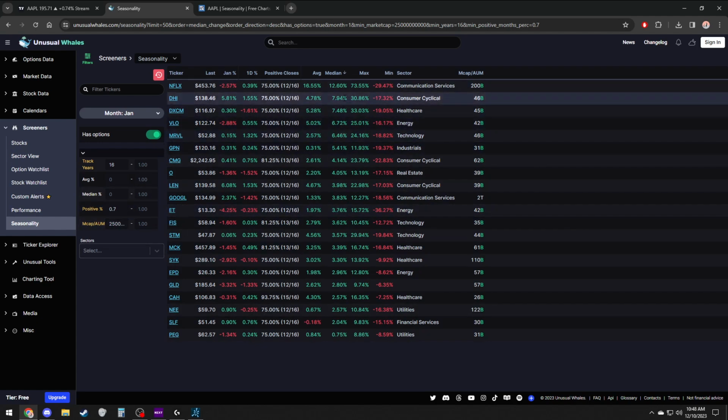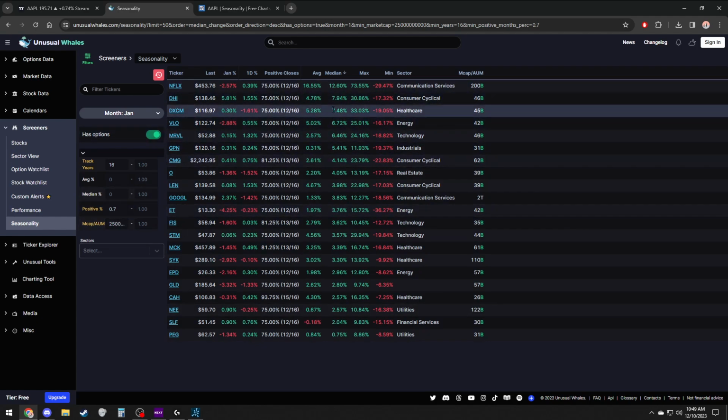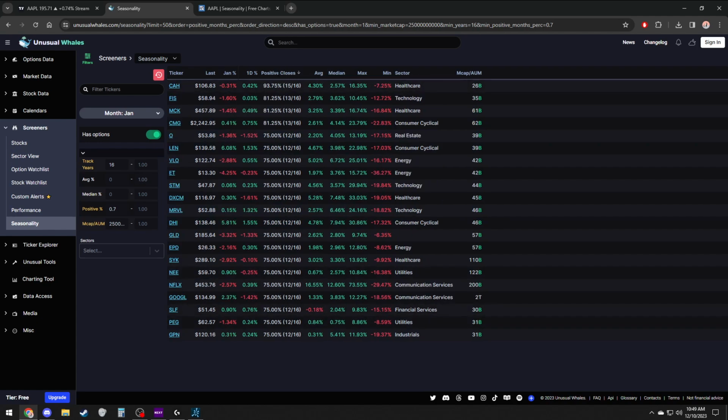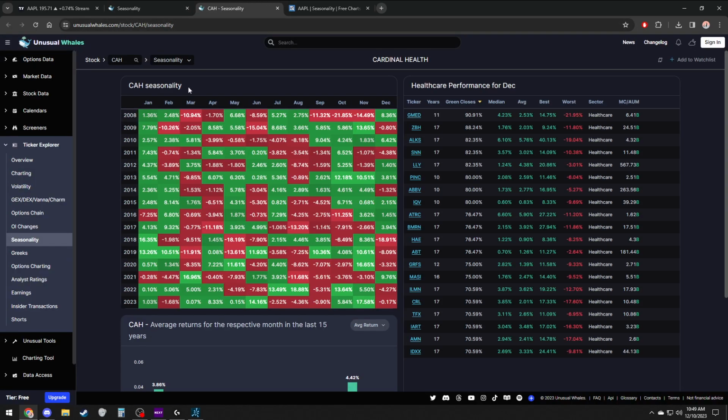So these are all the stocks in the month of January that close in a positive value 75% of the time or higher, right? If I sort by positive closes, I think this is Cardinal Health. If I click on this, you could see Cardinal Health and the gains in January. It does really well, but the gain isn't that great, right? 1%, 0.1%, 0.5%. A couple of years back you went up 16, 13, 4%, 2%.